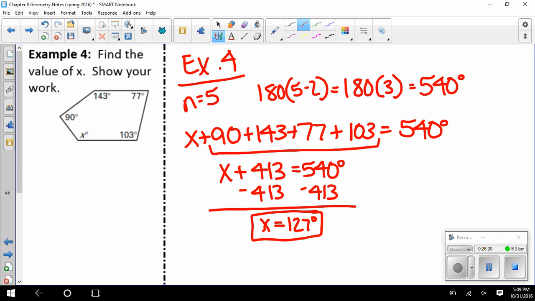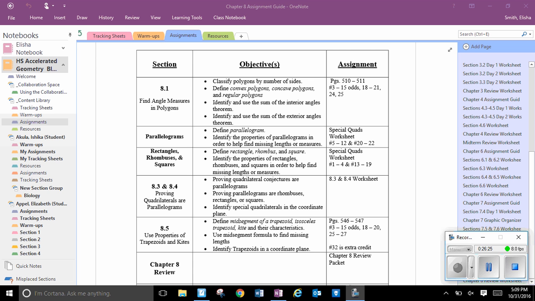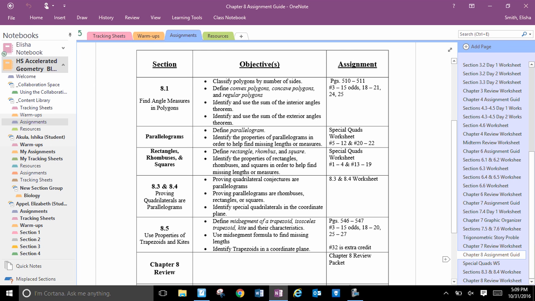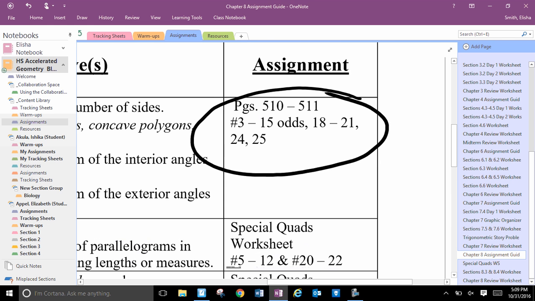Okay, so you have a book assignment. On OneNote, you can pull it over, it's in the content library, or I think I tried to distribute it to you and it may or may not have worked. Under assignments, there's a chapter 8 assignment guide and you're doing section 8.1. So this is your assignment. It's your pages 510 to 511, 3 through 15 odds, 18 through 21, all of them, not odds on those, and then 24 and 25.